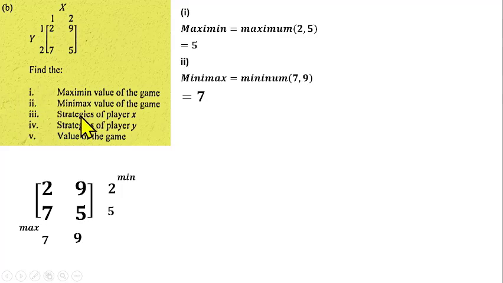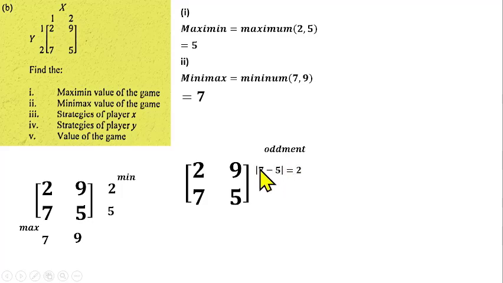We have done that. Let's go to Roman figure 3. We are looking for the strategy of x and the strategy of y. To do that, we need to first of all get the oddment of player x and player y. So the oddment for x will be the absolute value of 7 minus 5 for this first row.